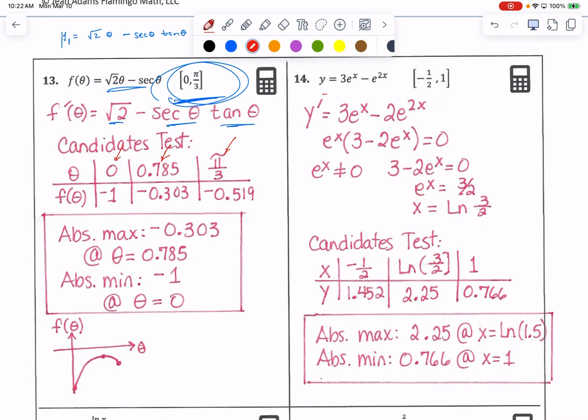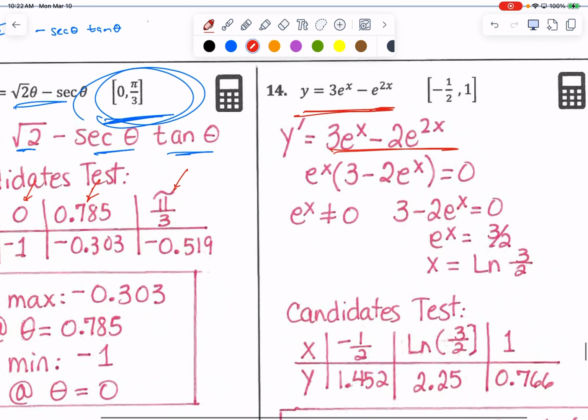When you do 14, you've got y equals 3e to the x minus e to the 2x. Whenever you do a derivative with e's, after you get your derivative, factor out the e if you can. Trust me, it is awesome. It's going to make your life simpler.